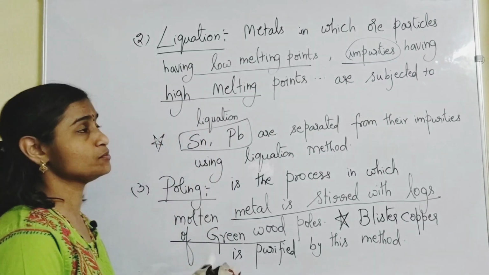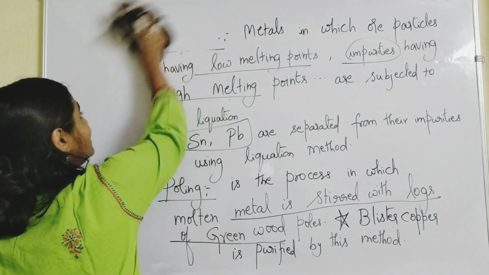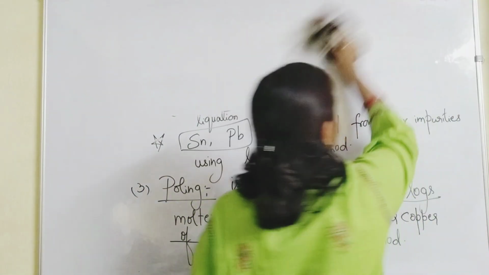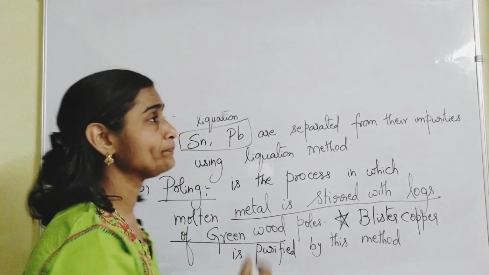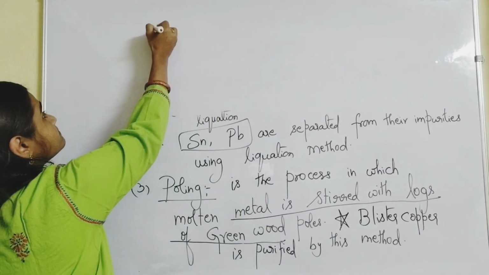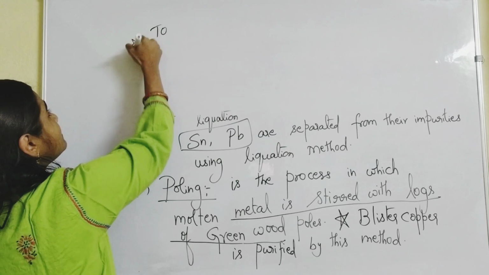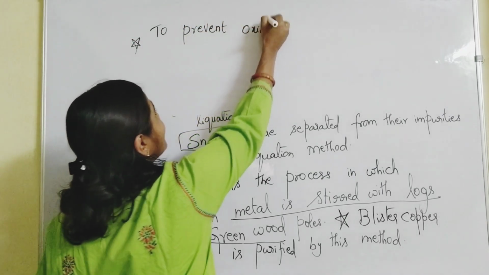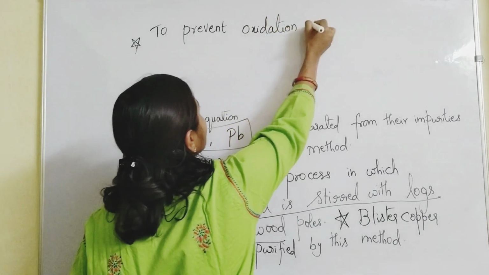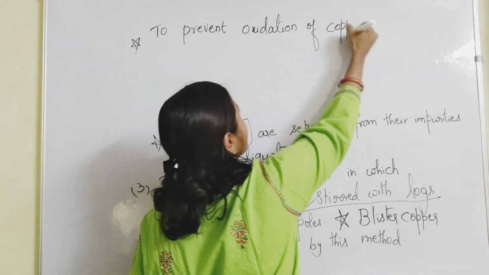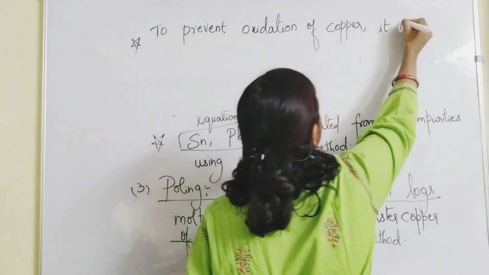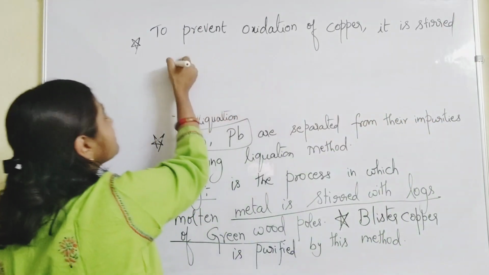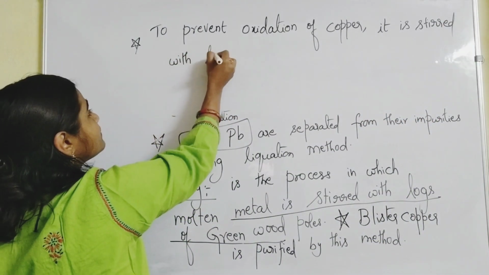Please note that point. Why, in case of poling, is molten metal stirred with logs of green wood poles? To prevent oxidation, very important point, to prevent oxidation of copper, it is stirred with logs of green wood poles.